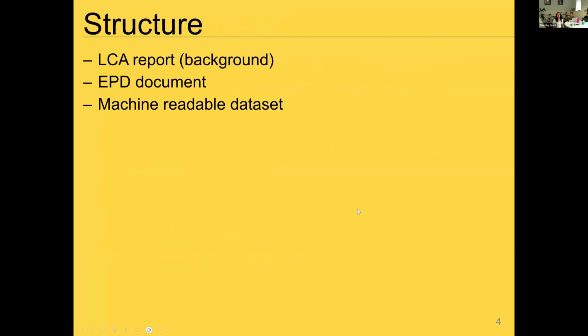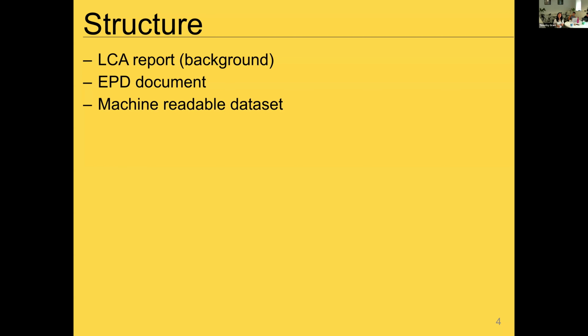So the structure of an EPD is that EPDs aren't standalone documents. They have an LCA background report that goes with them. The LCA report is pretty much never public. It's for the reviewer to see that whoever's made the LCA report and EPD results has followed a consistent methodology, that they haven't just made things up, that they've followed the rules and guidelines and met all of the requirements.